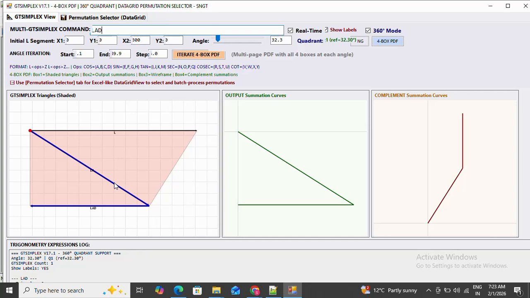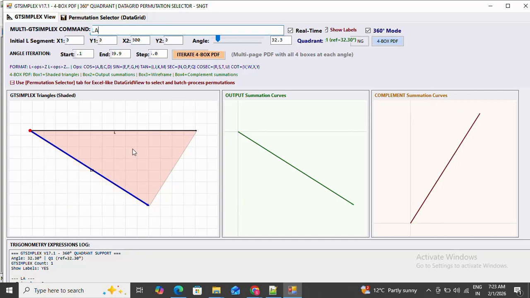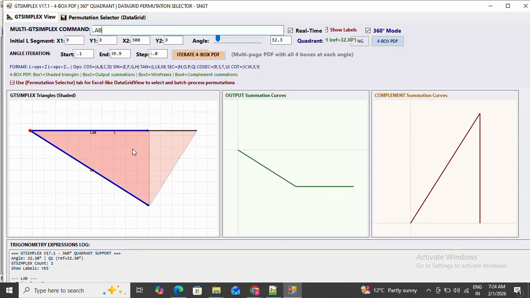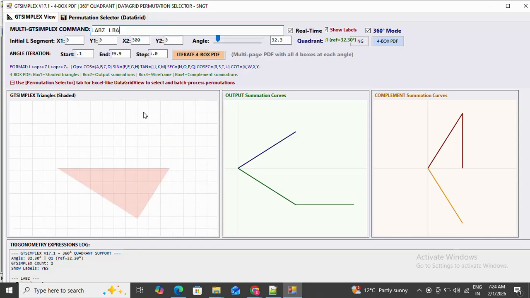Here you can see the two triangles are getting glued, and when we are doing the LAA, then the angles are added. When we do the AB symmetry constructions, then the angles are not added, and the same triangles are overlapped one another. And here in the GT simplex you can see that the LAB ultimately generates the line segment which is exactly overlapping on the L. Here we can see LABZ, and in the same way if we do LBAZ, then we can see that LABZ and LBAZ both construct the final output line segments which are exactly overlapping over the L.